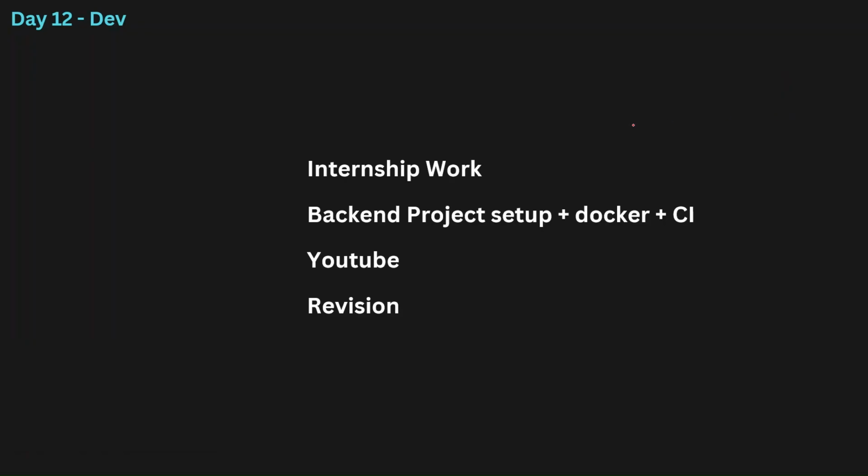Then for the development part, I did some internship work. Then I set up the backend project as well as Docker for it, and then I set up CI with GitHub Actions. There were many bugs while setting up the CI, and I resolved them. Then I did YouTube stuff, and then I did revision of all the DSA problems that I solved till now.